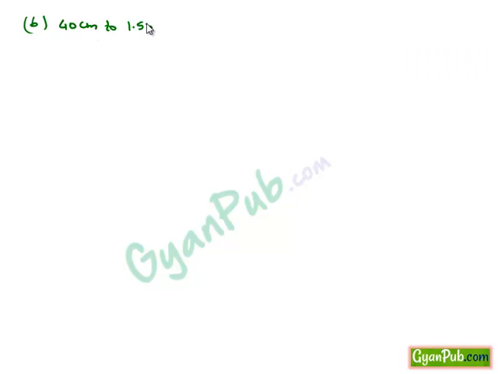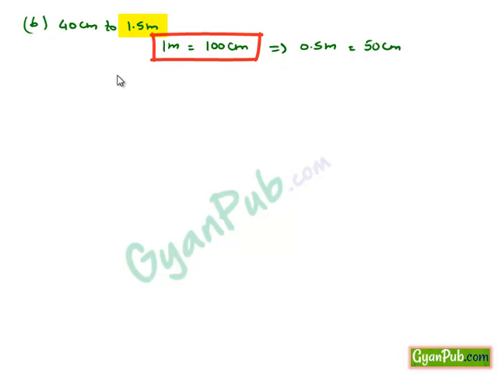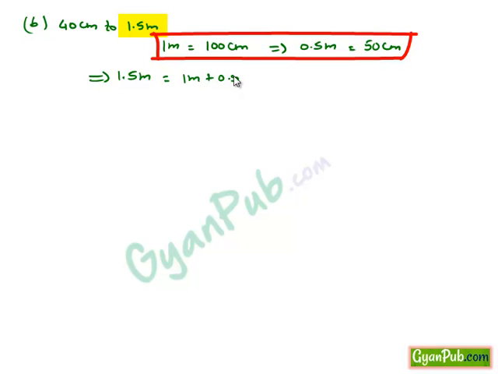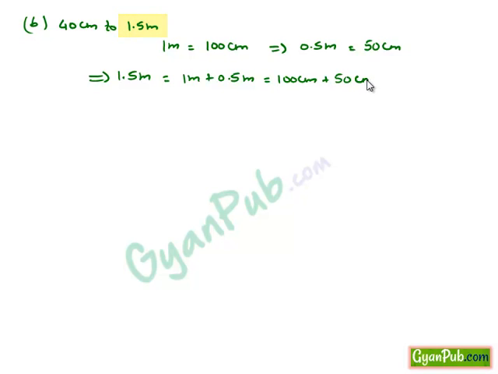Take down the second bit, that is ratio between 40 centimeter to 1.5 meter. Here the two quantities are not in same units, so we have to convert 1.5 meter into centimeters. We know that 1 meter is equal to 100 centimeters. This implies 0.5 meter is equal to 50 centimeter. This implies 1.5 meter is nothing but 1 meter plus 0.5 meter, which is equal to 100 centimeter plus 50 centimeter, which gives 150 centimeter.